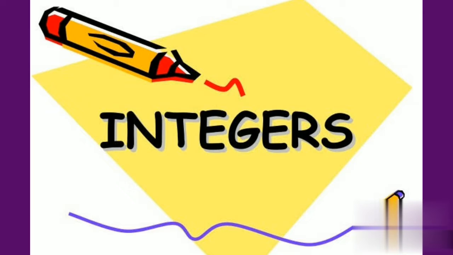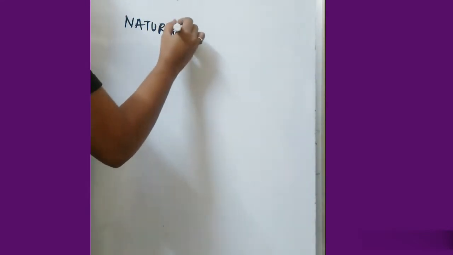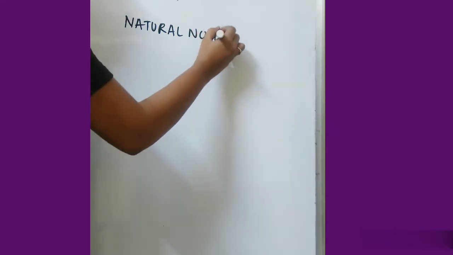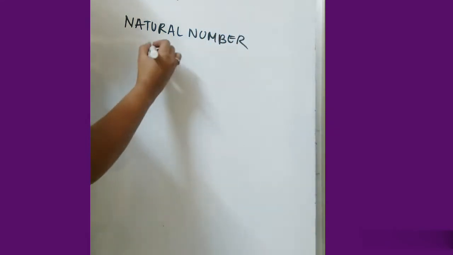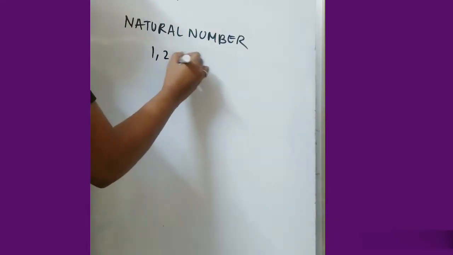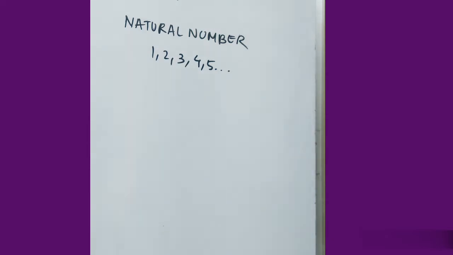Before that, you have to know about certain numbers. First number is natural number. What is a natural number? It starts from one, student. It starts from 1, 2, 3, 4, 5, and it goes on. Why are they called natural numbers? Because we do the natural counting from one, student. So that is why we start with natural number.